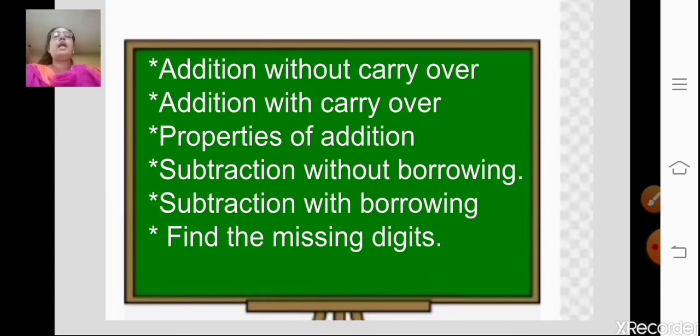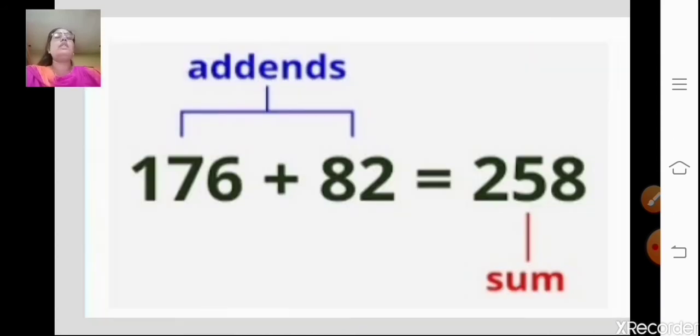Now in this addition and subtraction, we have learned how to add 6 to 7 digit numbers, that is without carryover, and addition of numbers with carryover. Then we have also learned about the properties of addition. Then subtraction without borrowing, that is simple subtraction sums, subtraction with borrowing, and how to find the missing digits both in addition as well as subtraction sums. We'll have a quick look at all these topics.